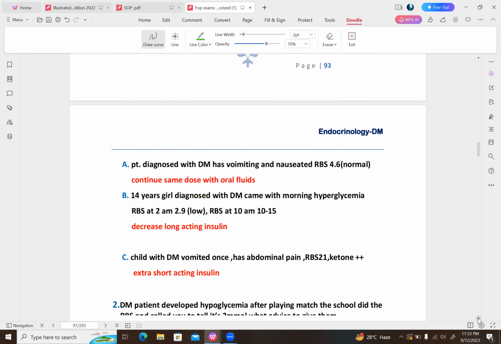Now coming towards this question. This is an extended matching question, and a patient with diabetes mellitus has vomiting and nausea, but RBS is absolutely normal. So you don't have to change the dose of the insulin, but you have to offer oral fluids. You can even offer sugary fluids. Why? Because in the disease condition, the body goes into stress and needs more glucose, but you continue the same dose of insulin.